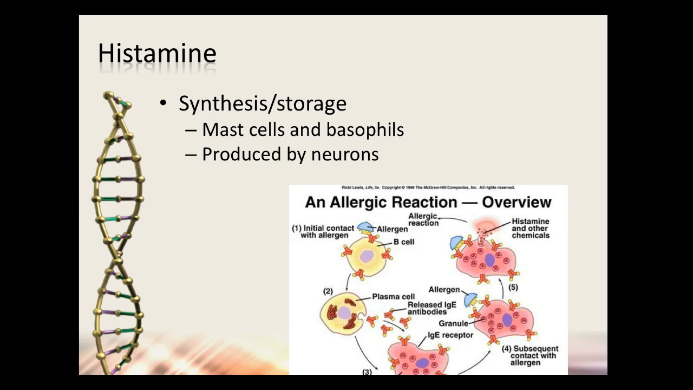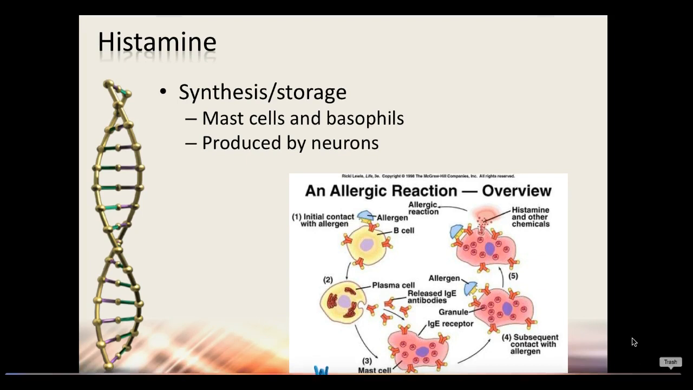Okay, so I'm going to make my screen a little bit bigger so you can see this. All right, so what makes the histamine release? Where is it stored? How does that work? So it's really stored in mast cells and basophils. So this here, if you should see my arrow, these are mast cells, but there's a cycle that goes along with it, or steps. They're produced by neurons, but they're stored in mast cells and basophils.